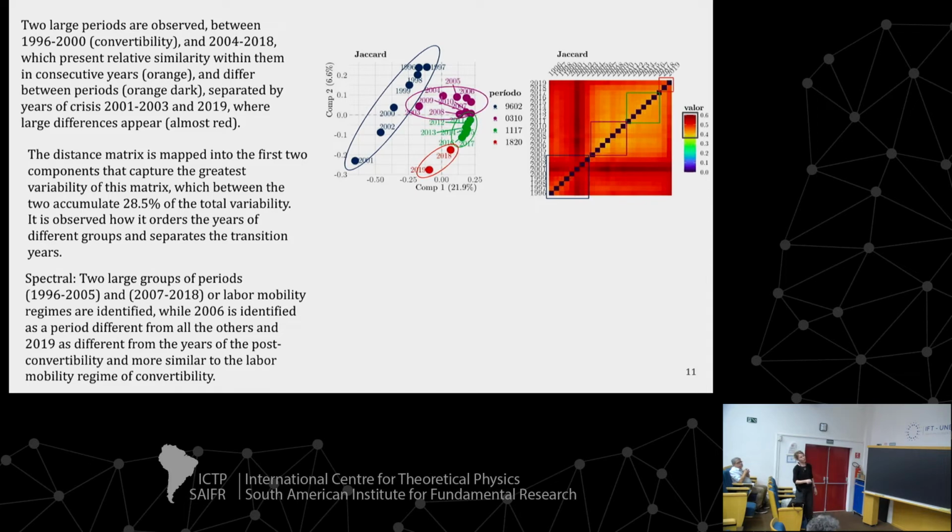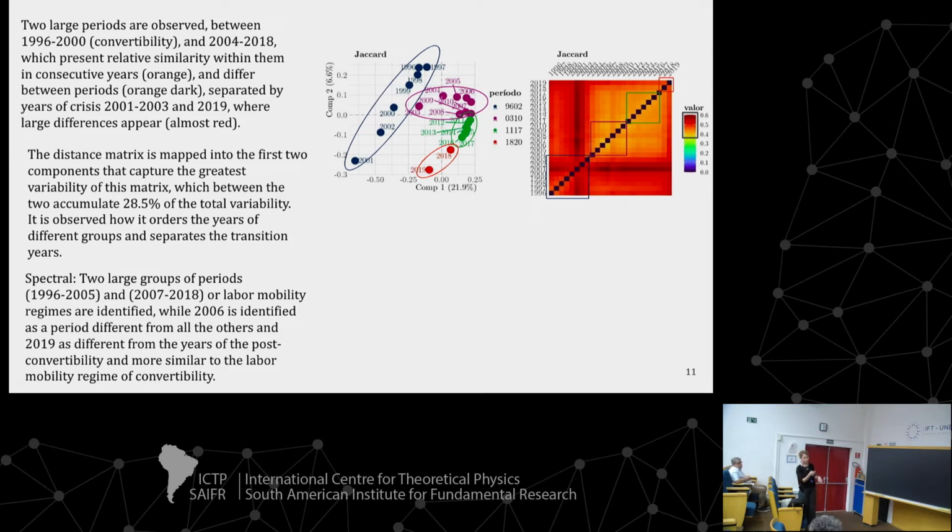So here I show the different transitions. What I observe here is that it orders the years into different groups, and it separates the years of transitions. For example, here you have 2001, here you have 2019, and you have a different distance. So it clearly separates it, okay?